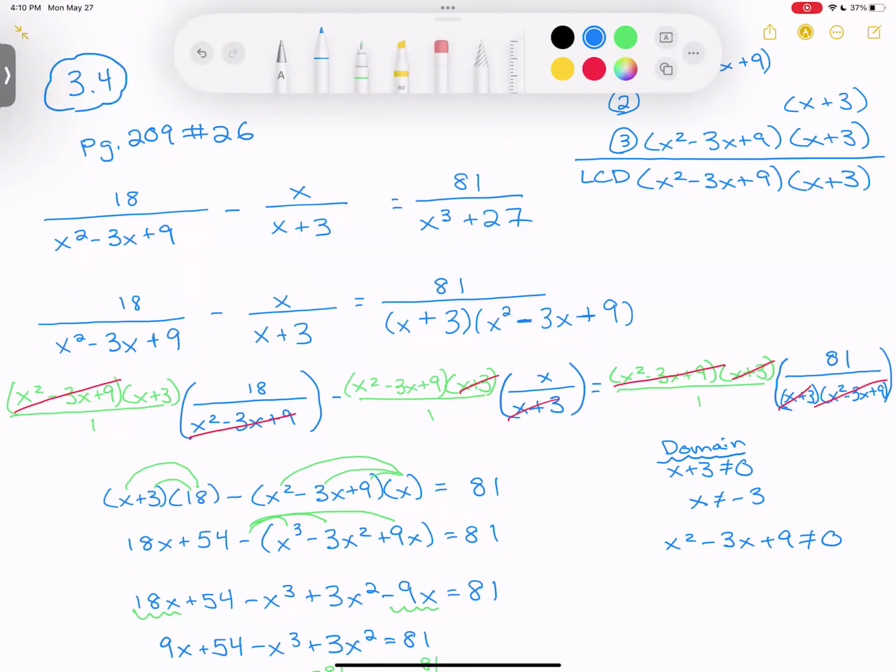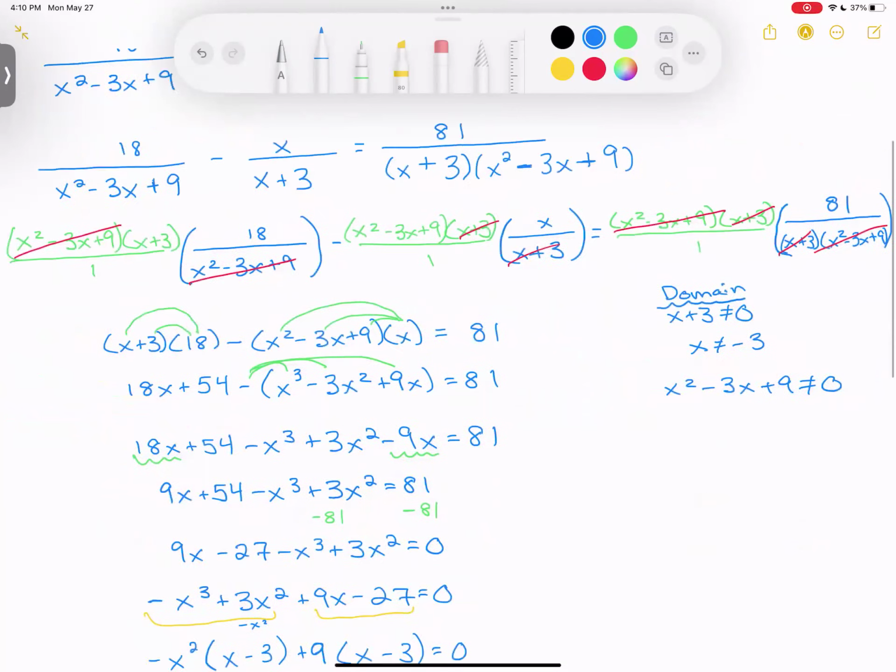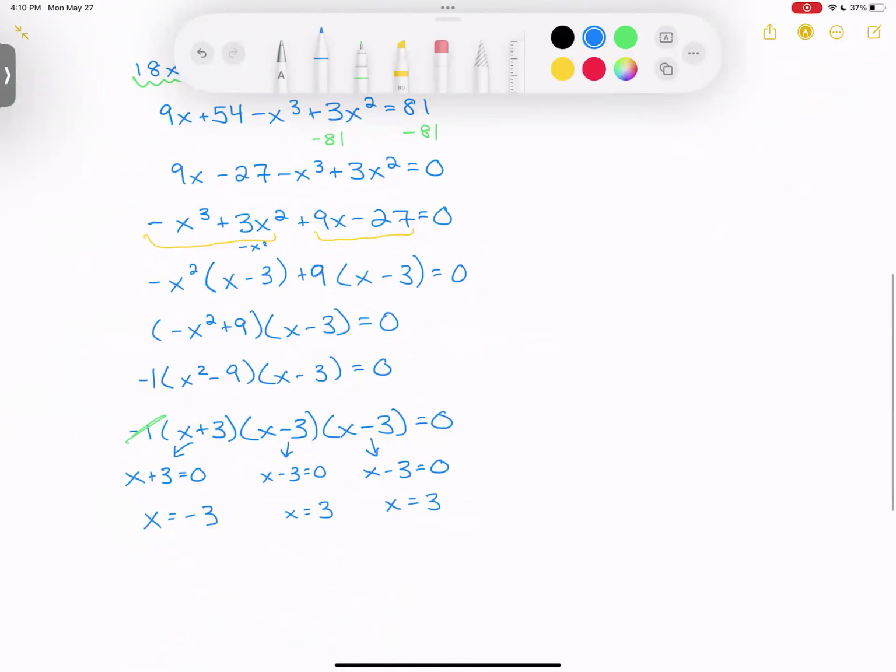So I would say our possible solutions are negative 3 and 3. We figured out that because of the domain, x can't be equal to negative 3. Our other possible solution is positive 3. If you wanted to double check your work, put in positive 3 and you should end up with a true statement. So our answer then here would be positive 3.